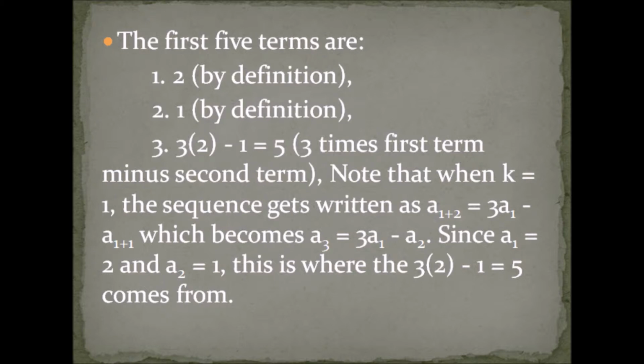Number 3, 3 times 2 minus 1 equals 5, 3 times the first term minus the second term. Note that when k is equal to 1, the rule gets written as e sub 1 plus 2 equals 3 e sub 1 minus e sub 1 plus 1, which becomes e sub 3 equals 3 e sub 1 minus e sub 2, since e sub 1 equals 2 and e sub 2 equals 1. This is where the 3 times 2 minus 1 equals 5 comes from.